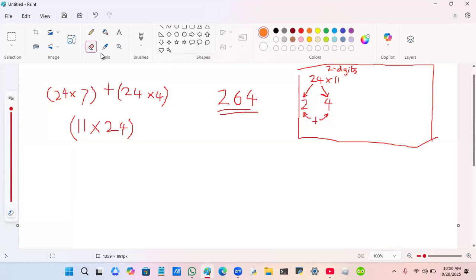So, 2 plus 4, and then you take the answer of 2 plus 4 and put it in the middle. In this case, 2 plus 4 is 6, so you put 6 in the middle. That's just what happens. So your answer is equal to what? 264. Okay. Now let me show you some exceptions.